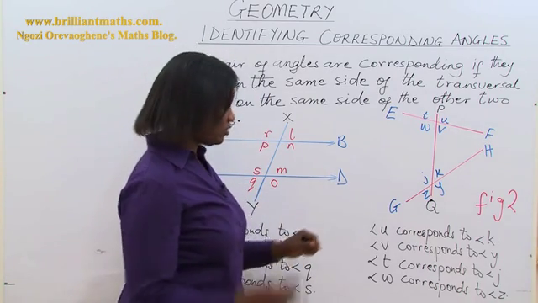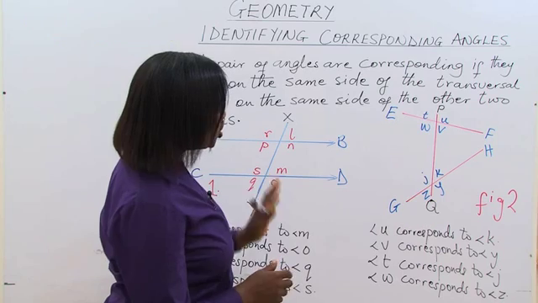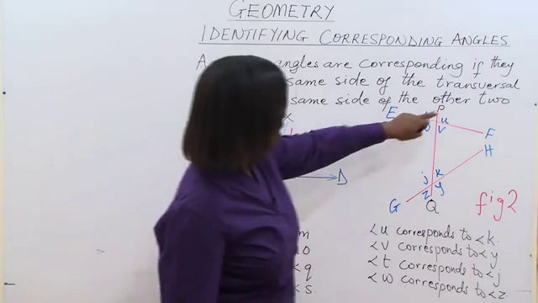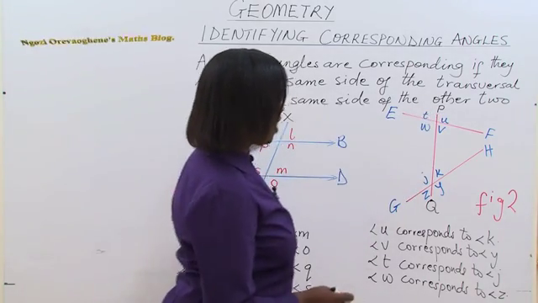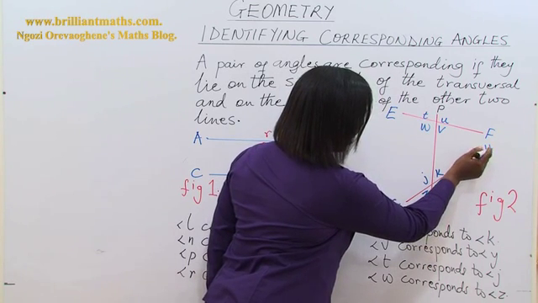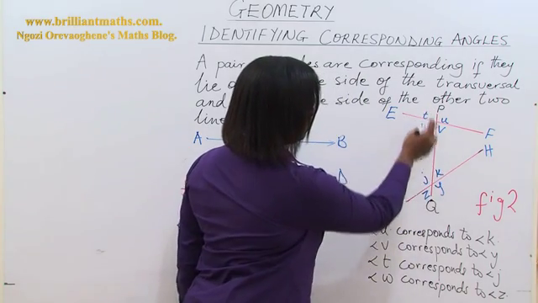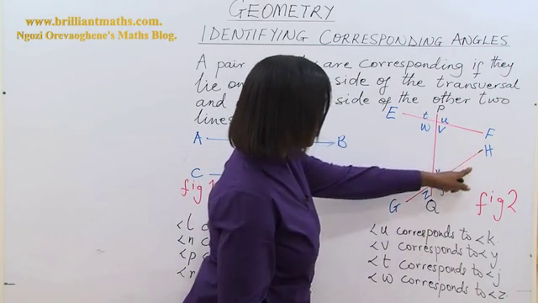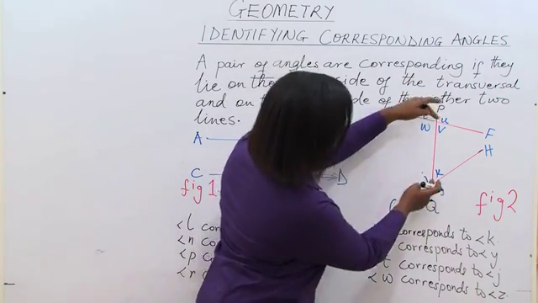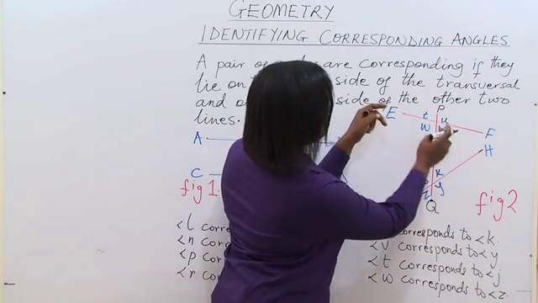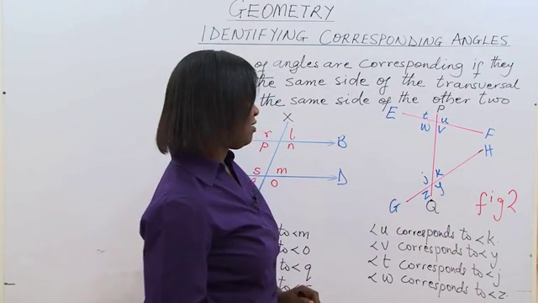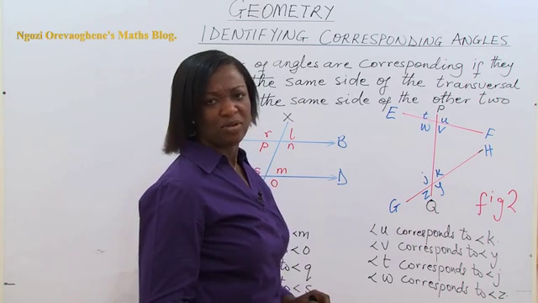What more can we see from these two figures? Let's look at the shape that is formed when two angles are corresponding. We said U corresponds to K. So it gives us an F shape. If you look at it, from H to this point, and going up, the angles are here. It gives an F formation. But if you look at angle U and angle K, you can notice that they are not equal.